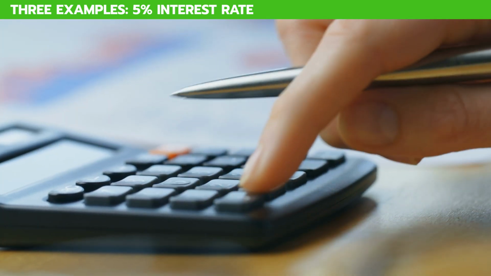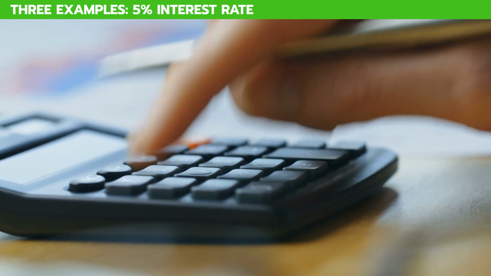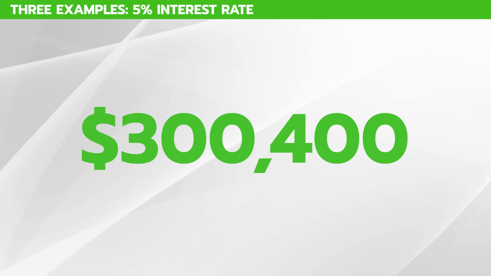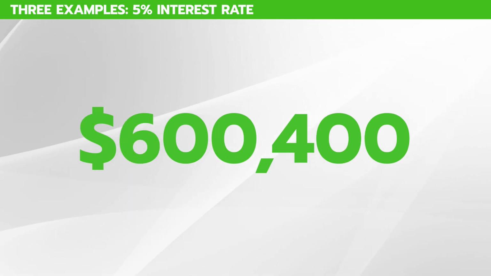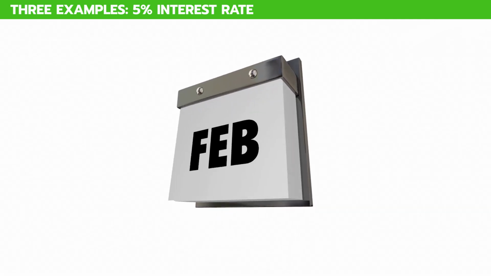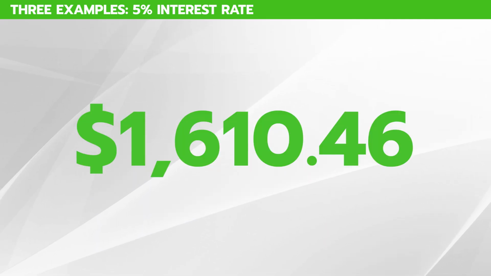I found out that the number that would make me pay $300,000 in interest is 5.31%. In fact, $300,400 and $600,400 all together. 5% is what we're talking about. The monthly payment is about $1,610.46, as you can see.